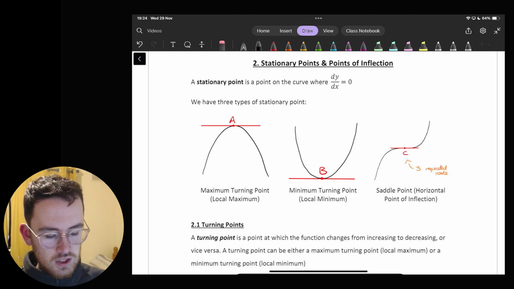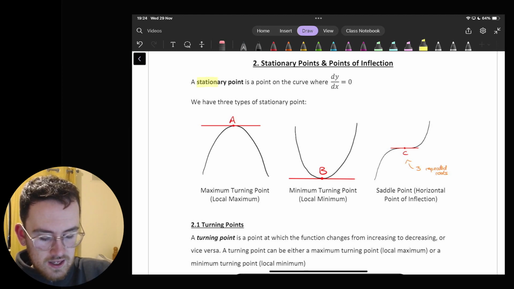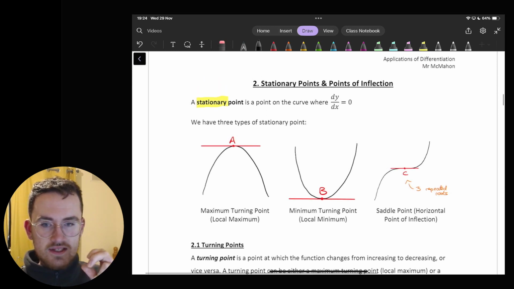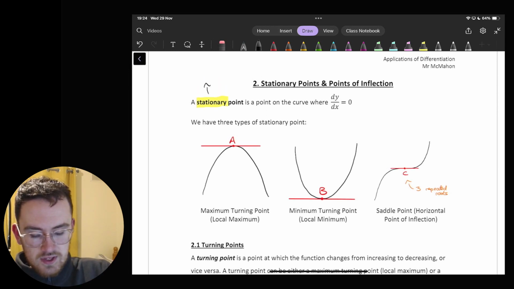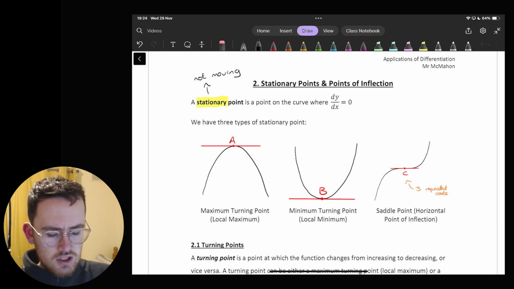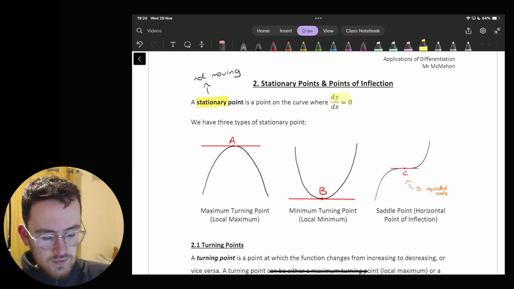Now a stationary point, not stationary like pen, pencil, but stationary in the sense of steady, or staying the same. So if something is stationary, it's not moving in a sense. So a stationary point, a point where it's not moving, is a point on the curve where the derivative is equal to zero.